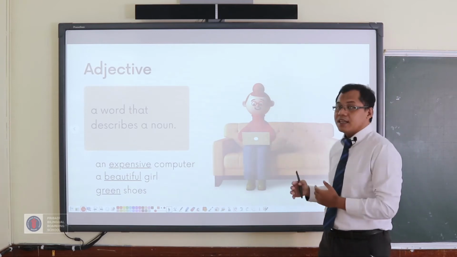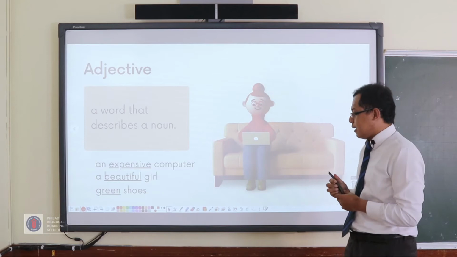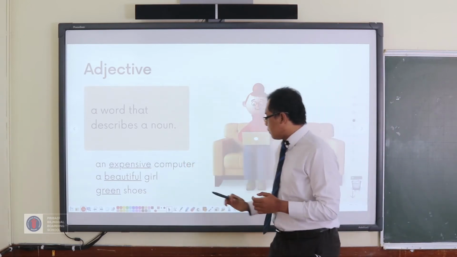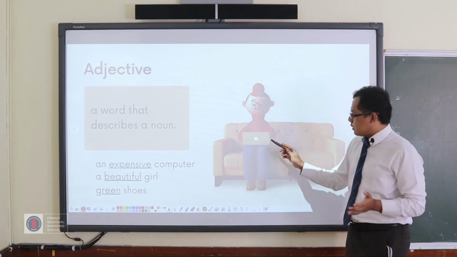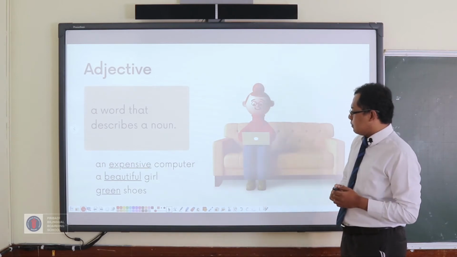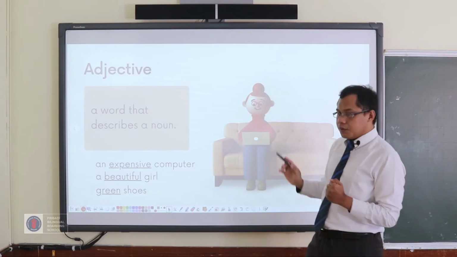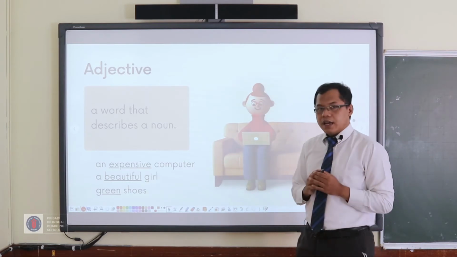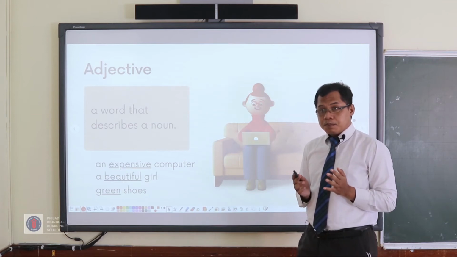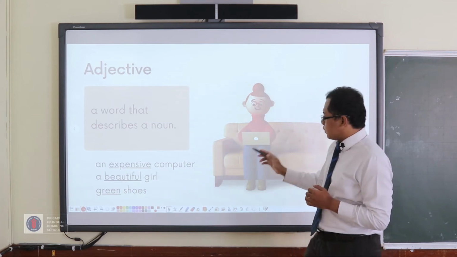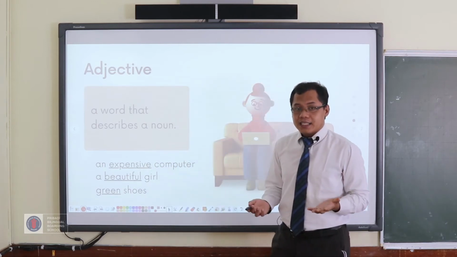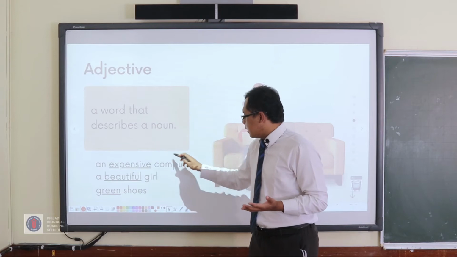And in this case, the girl is the noun. Okay? Okay, another example is the word expensive. Oh, I see there is a computer here. So what do you think about the computer? Do you think it is expensive or cheap? I think it's expensive, yeah? So the word expensive is also an adjective because it describes the noun.